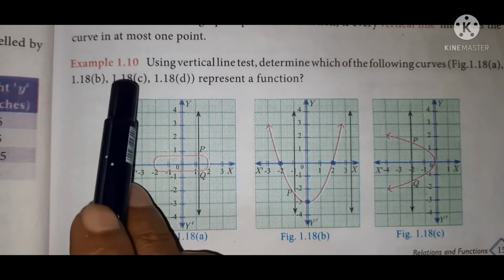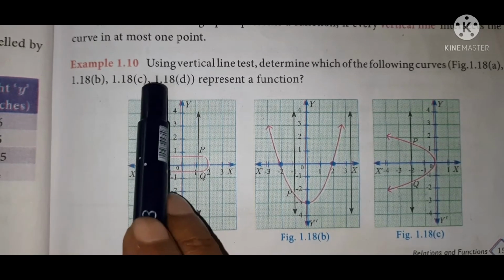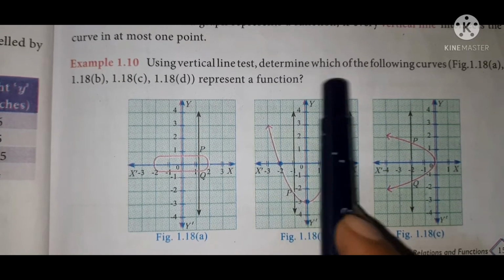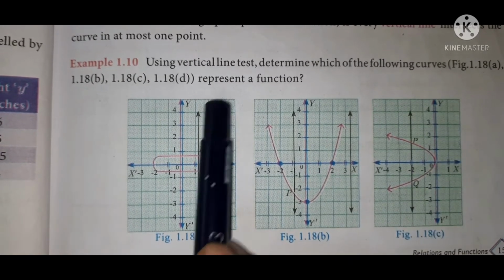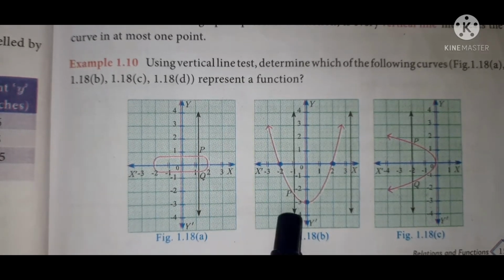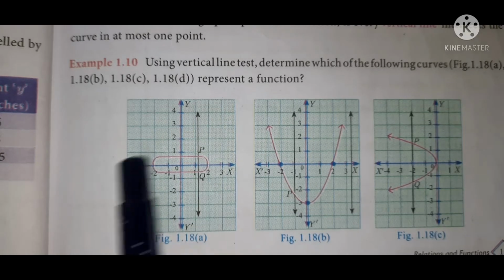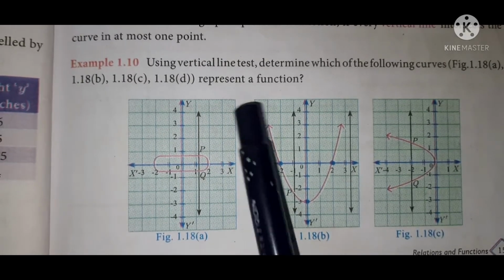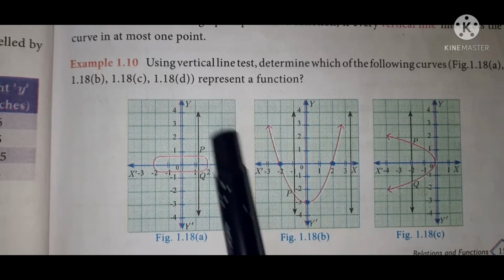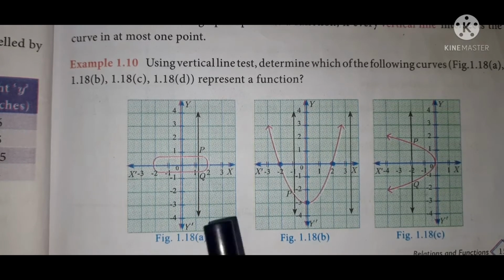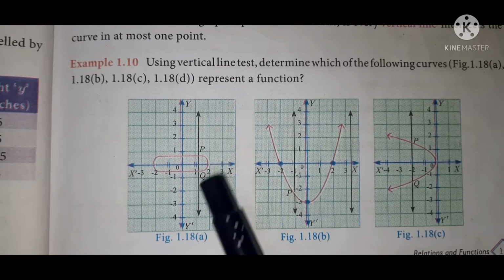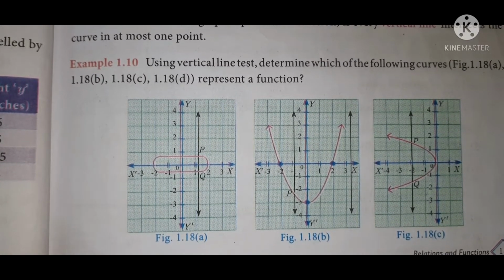Example number 1.10. Using the vertical line test, determine which of the following curves represent a function. Here three graphs are given. First graph, a curve is drawn. A vertical line is drawn through the curve. It meets 2 points P and Q. So it is not a function.